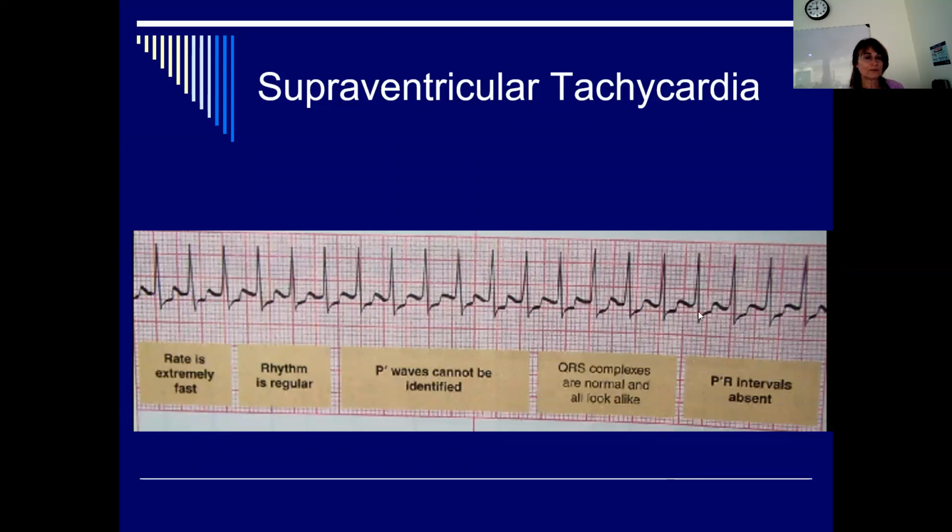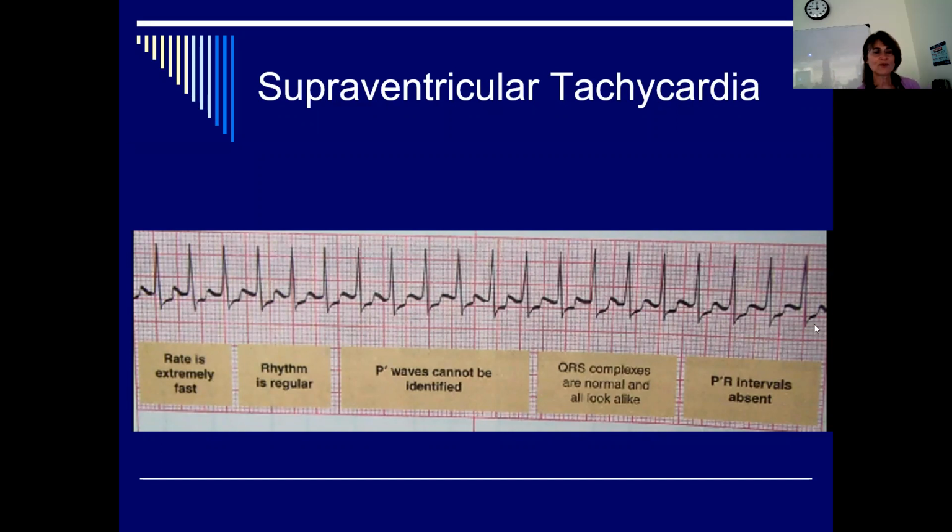QRSs are narrow. And that's important to know because if the impulse starts above the AV node, your QRS is going to be less than 3 little boxes. I should write that down, right? Because that's really important. When you're looking at the QRS and the rhythm originates above the ventricles, your QRS is going to be small.